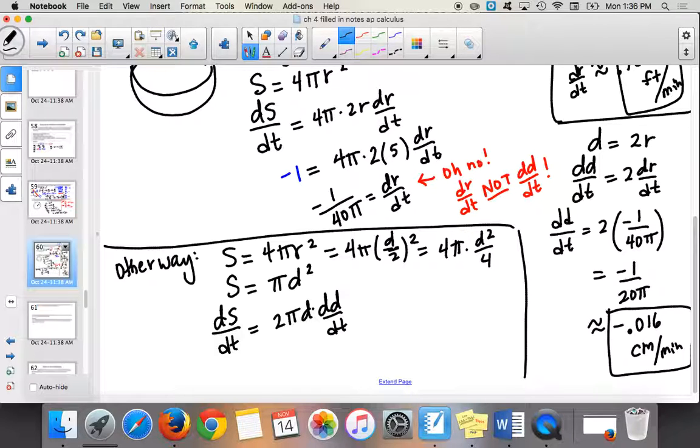I love when there's lots of d's. And then we plug everything in. So the diameter is 10. This was negative 1, right? So I get negative 1 equals 2 pi times 10 dd over dt. So we end up getting exactly the same thing, right? So you can do it either way. It does not matter. That's why we call it related rates.